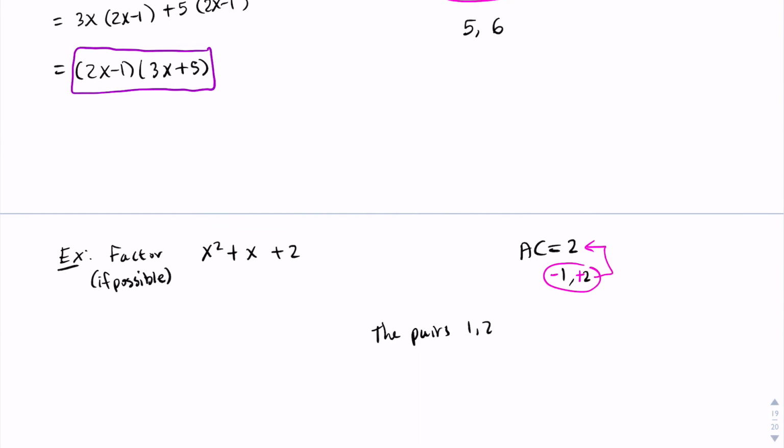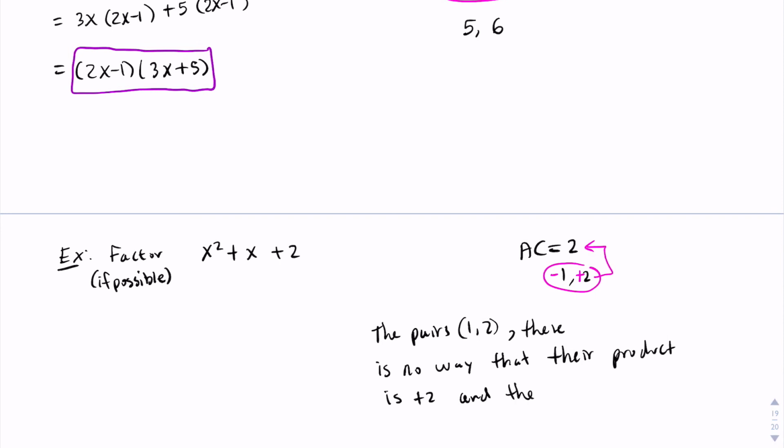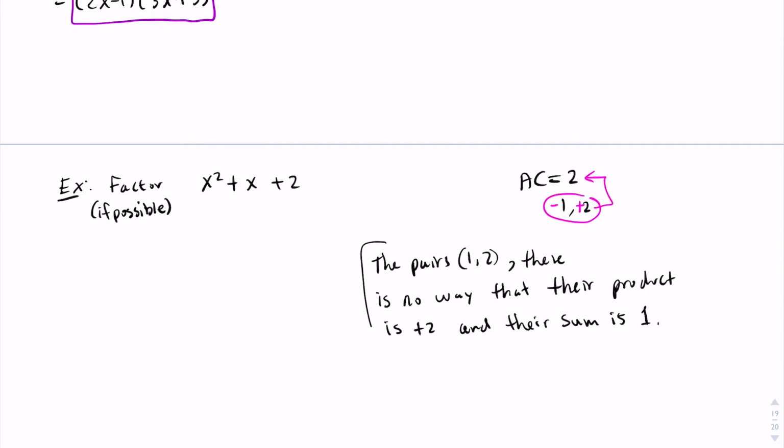1 and 2. There is no way, right? No way that their product is positive 2 and their sum is 1, right? There is no way that that can happen, right? So what do we say with this expression? That this expression is not factorable. So x squared plus x plus 2 is not factorable, yeah.